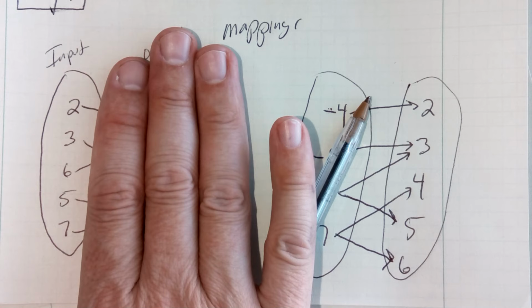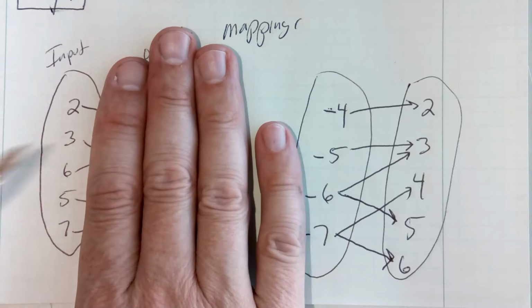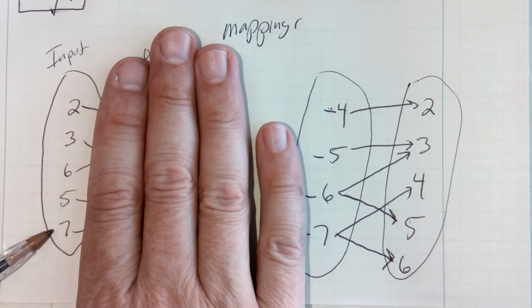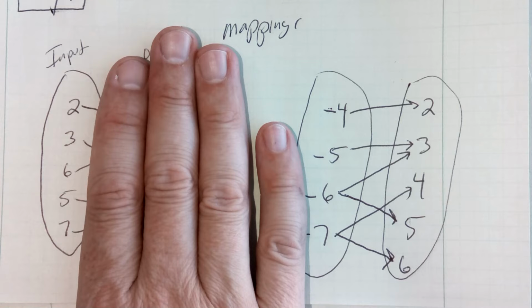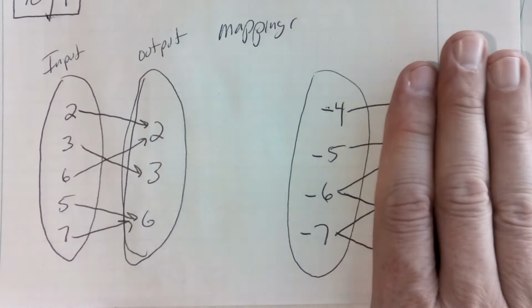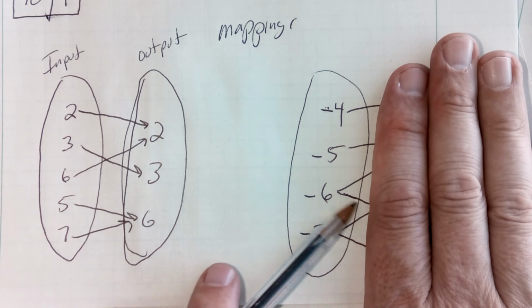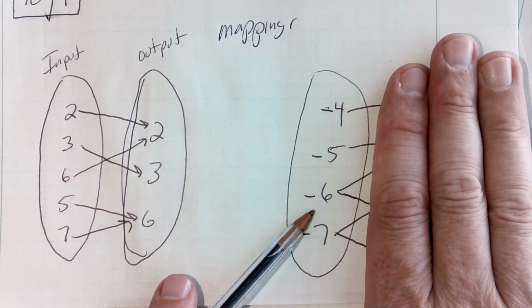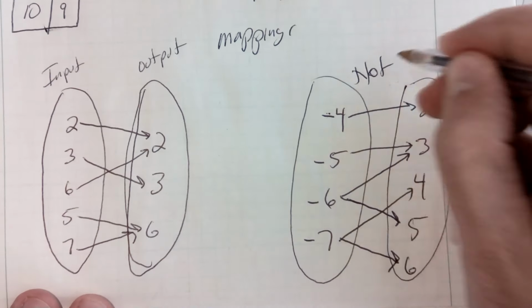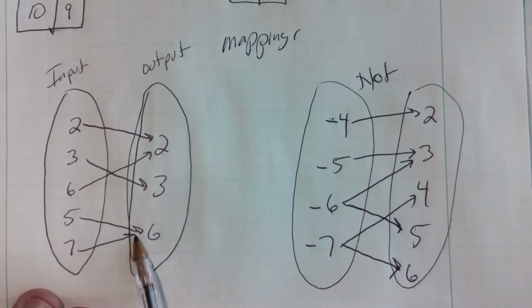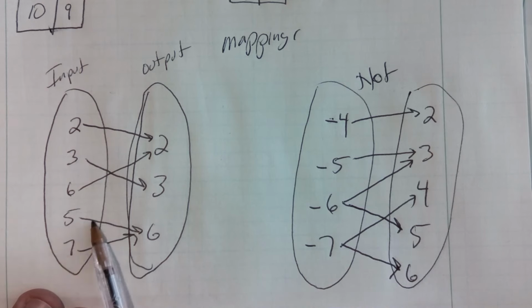If there's only one line leading away from each input, right? One line going away from the 2, one line going away from the 3, one line going away from the 6, one line going away from the 5, and one line going away from the 7, you have a function. Doesn't matter that some of them actually go to the same output value, it is a function. What we don't want is to have an input value be branching off to 2 different output values. If we have 2 output values for this one input value of negative 6, then it would not be a function, where this one is. So again, we don't want to be branching out from the x's, from the inputs. It's all right if I go to the same output from multiple inputs, I just can't branch out from the inputs.